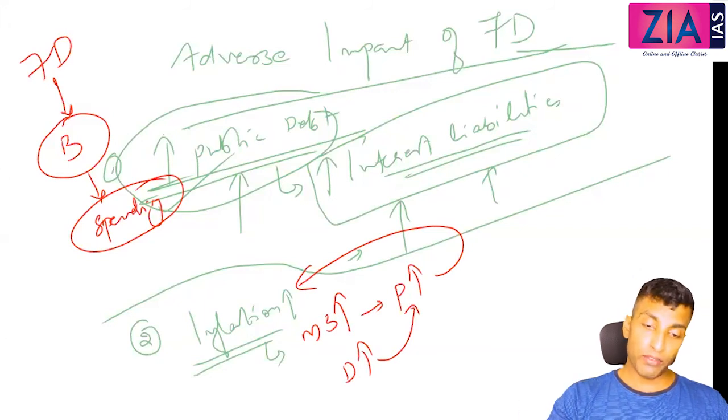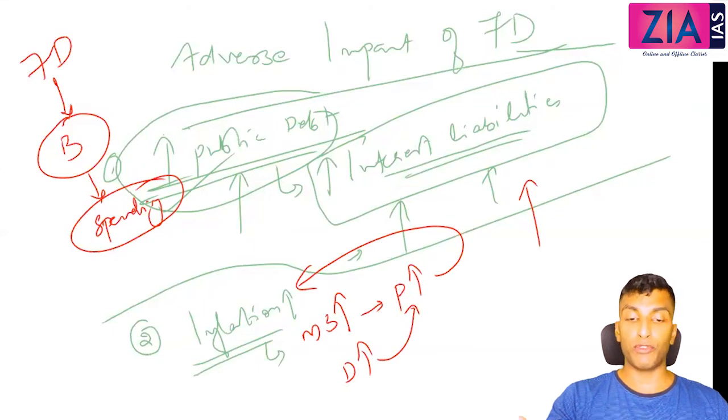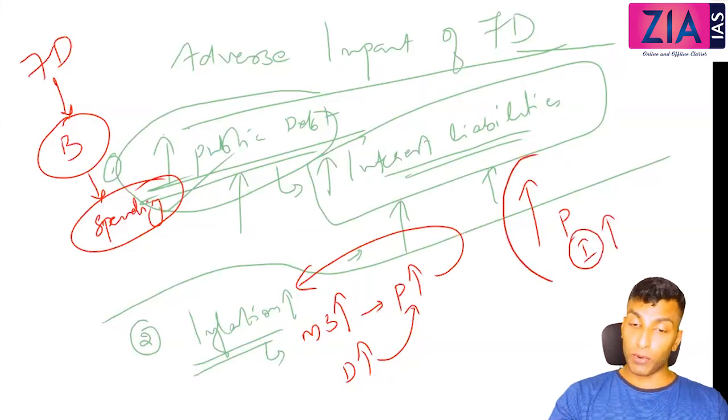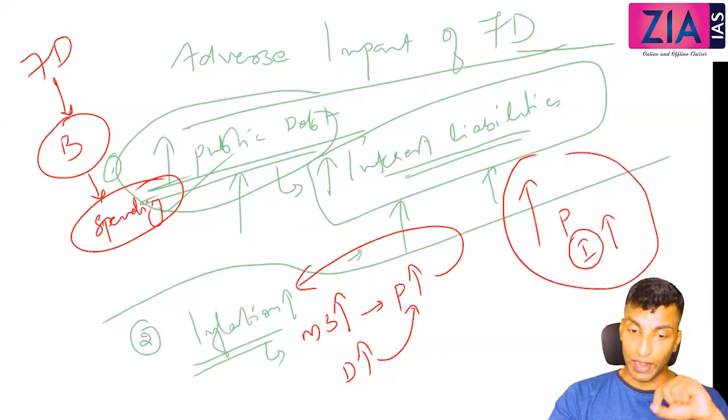And why, when the government keeps on borrowing, does the interest rate also keep on increasing? Because ultimately there is a demand for money. When the demand for money increases, the price for money will also increase. What is the price for money? That is the interest only. So when government borrowing is high, the interest will increase.